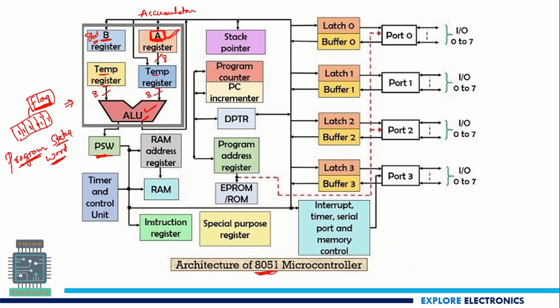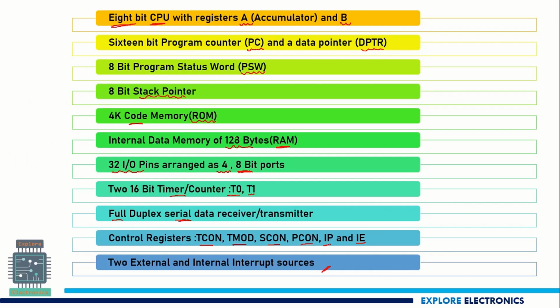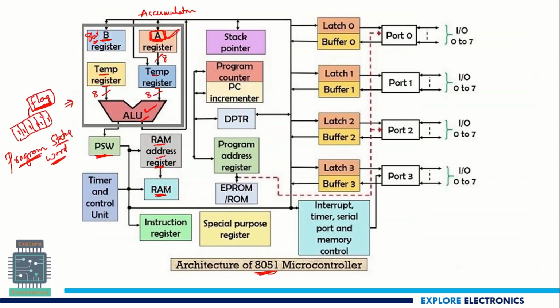Now comes the RAM address register. This corresponds to the random access memory what we have. We have seen here we will be having 128 bytes of RAM. This RAM is for data communication. So the RAM address register will be having the address of the data locations which is stored in this 128 bytes of RAM memory. And we have a timer and control unit. There will be 2 timers as we seen in the previous block diagram, timer 0 and timer 1, that can also be worked as counters. So timer and control unit will take care of those timers.